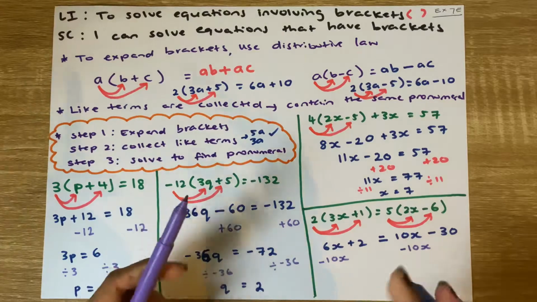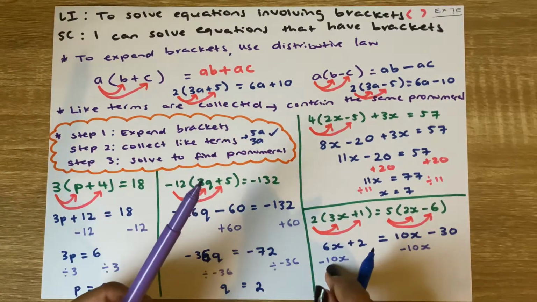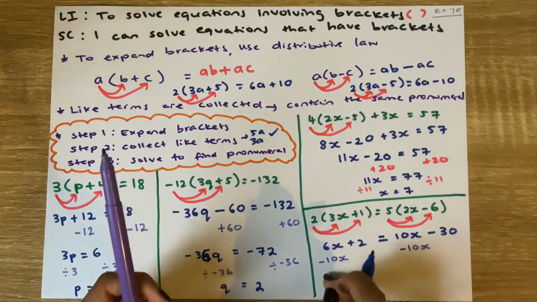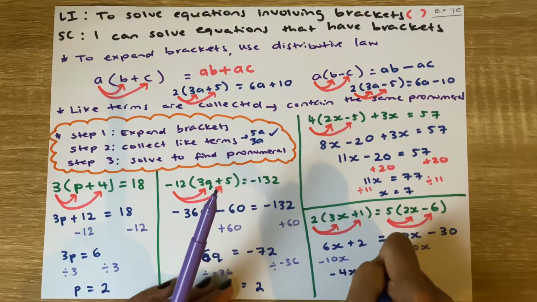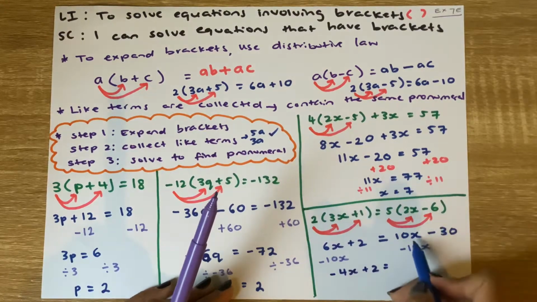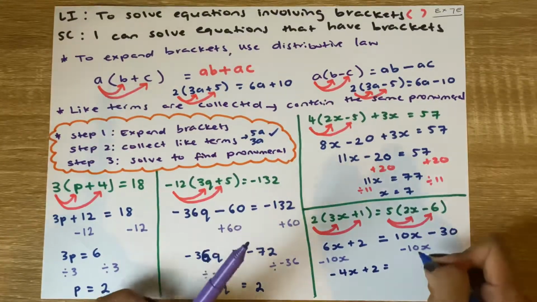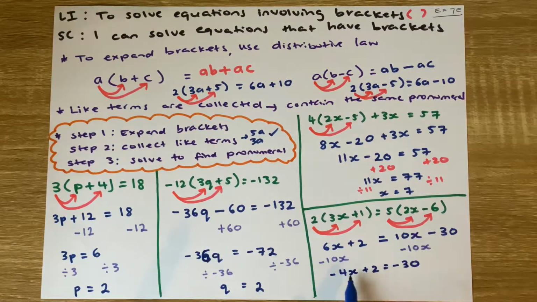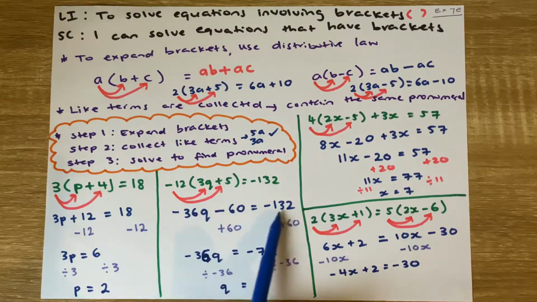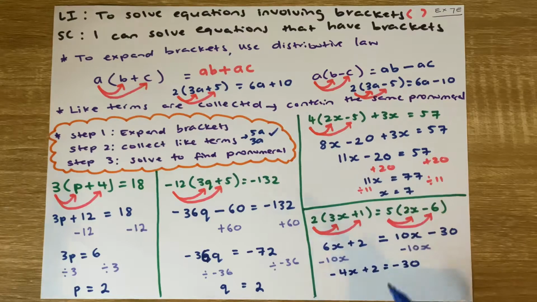So I'm going to be left with 6x take away 10x. 6 take away 10 is a negative number, and that's going to be negative 4. So it's going to be negative 4x plus 2 equals 10x take away 10x, that's cancelled, equals negative 30. And again, this has become a question that looks very similar to our first step of our other questions over here. So we are going to move this 2 to the other side, or to get rid of it, I have to subtract 2.